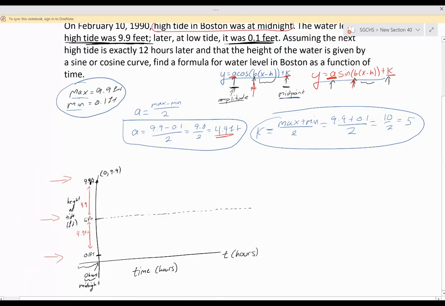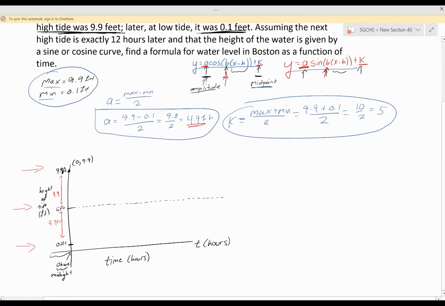Now, if we want to start determining what B is, we have to determine what the period is. And remember, the period equals T. The reason we have to figure out the period is because we can figure out what B is by the relationship of 2 pi over T.